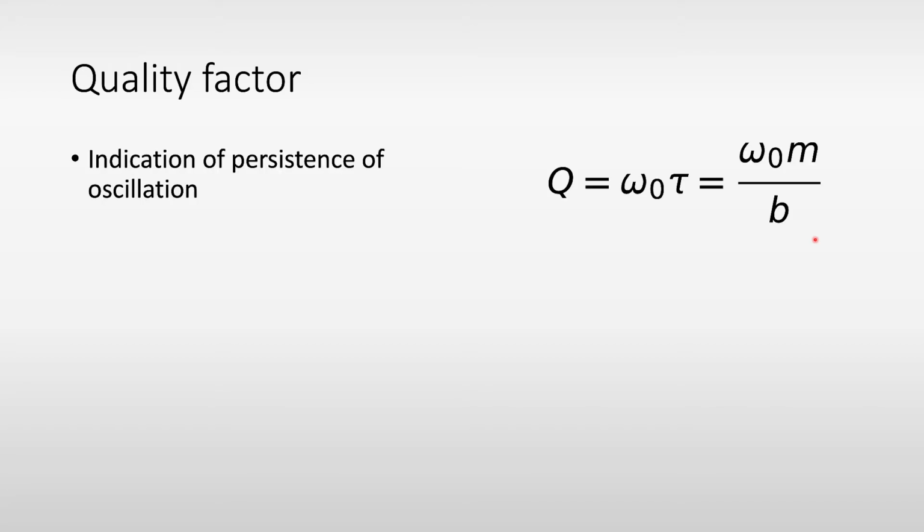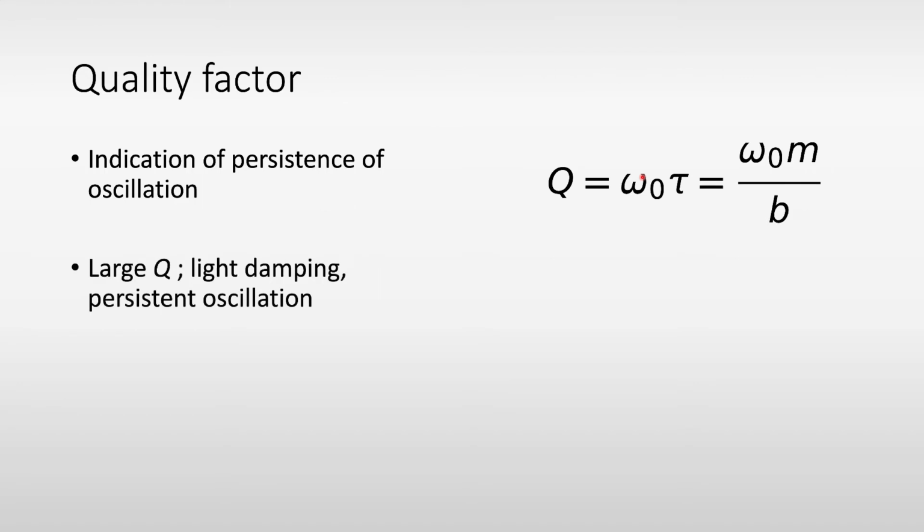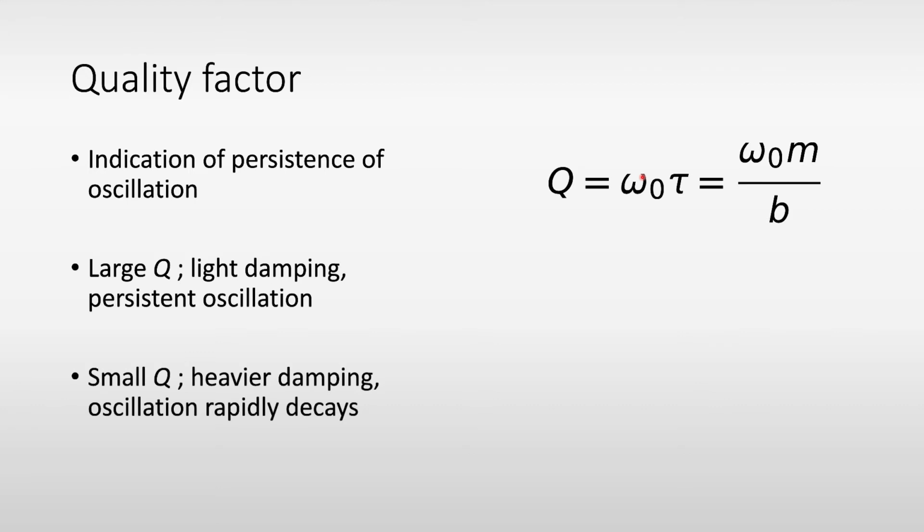The quality factor is a way of describing the oscillation. It's a way of summarizing a number of complex factors into a single term. The quality factor, simply put, indicates the persistence of the oscillation. It's the angular frequency multiplied by that characteristic decay term, tau. If we have a large quality factor, so high quality oscillation, we have light damping and quite a persistent oscillation. A small Q is a low quality factor, heavier damping, and the oscillation decays rapidly.